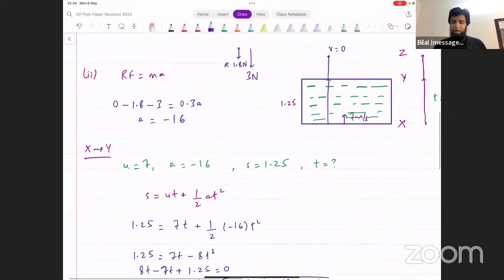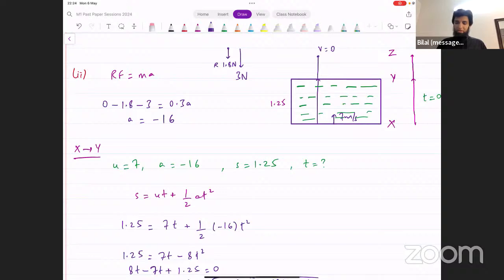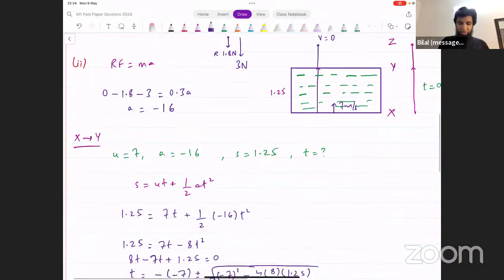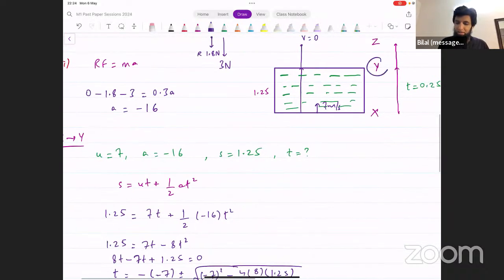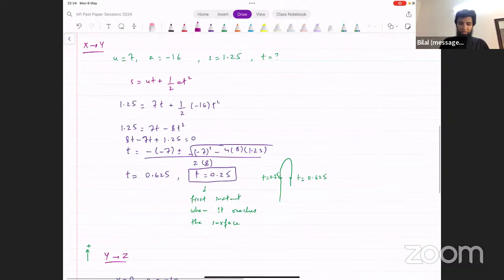What else do we know from Y to Z part of the journey? Nothing else. So we need some other information for Y to Z part of the journey. What other information can we find? We can find the velocity at the point Y. This is something that we often have to do when we break the journey into two parts. We have to find the velocity at this point where the particle moves from one part of the journey to the second part of the journey. So what's the velocity at the point Y? How do we find that?